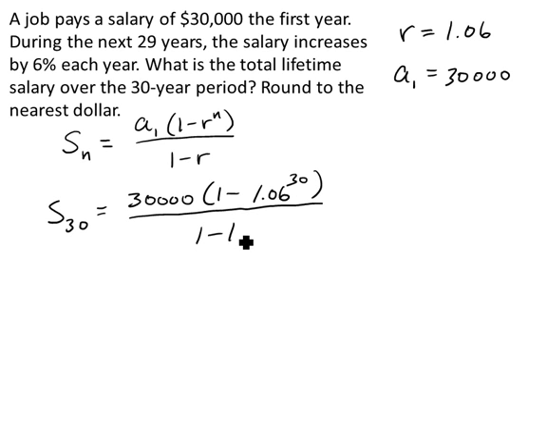over 1 minus 1.06. Now it's asking for us to round our answer to the nearest dollar, but we don't want to round until the very end. As if I start doing operations like, say, this 1.06 to the 30th, and I round that, and then I have to do 1 minus that, and then 30,000 times that, and then divide it by something else, I might introduce some rounding error, and my final answer may not be as close as I need it to be. It may not be accurate to the nearest dollar.